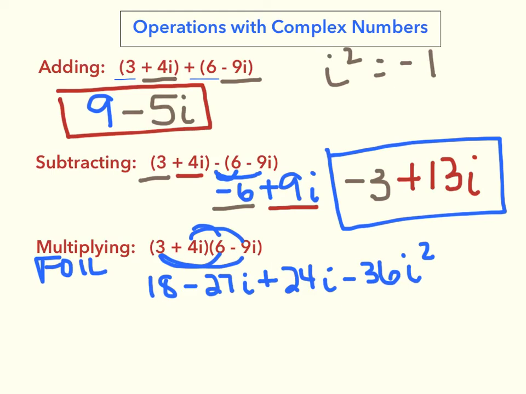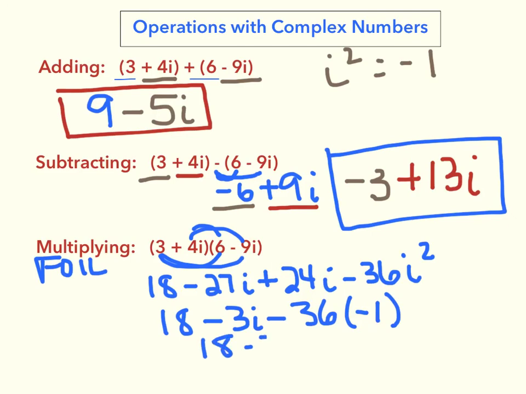So you've got to do two things here. Combine these like terms. Negative 27i and 24i become negative 3i. And then you substitute a negative 1 in for this i squared right here. And now we have 18 minus 3i plus 36, because negative 36 times negative 1 is plus 36. And we keep combining our like terms. 18 plus 36 is 54. And now we have 54 minus 3i.